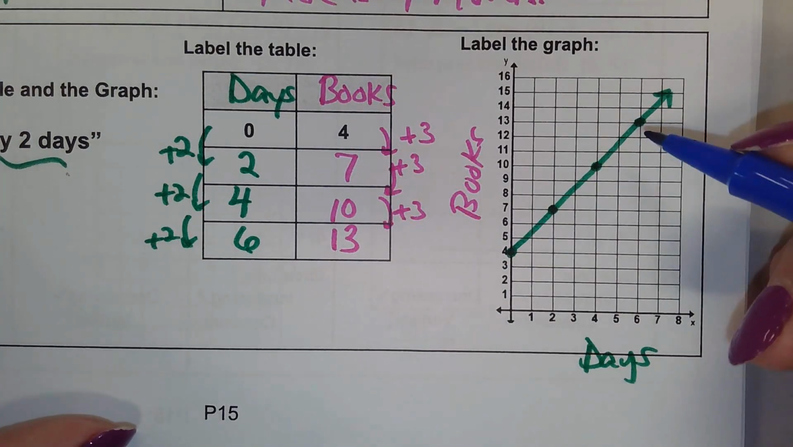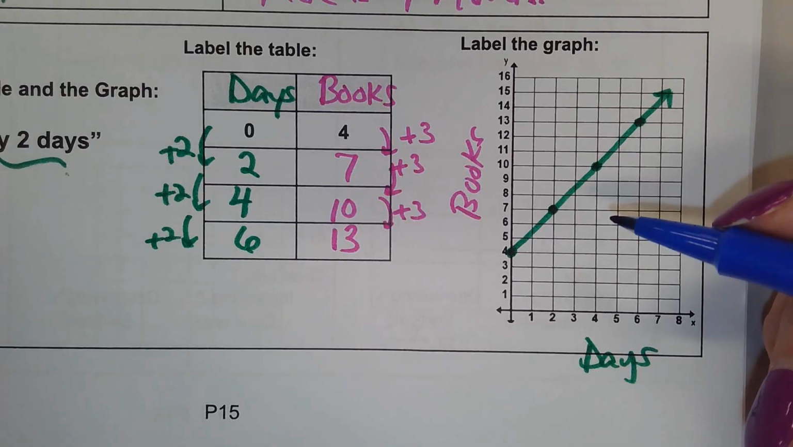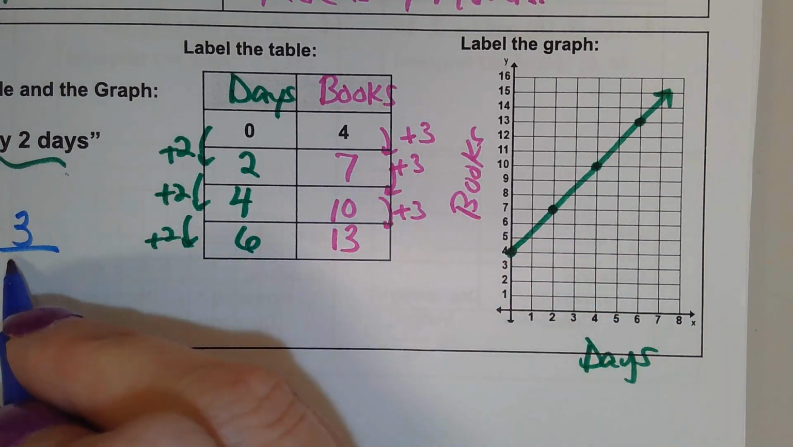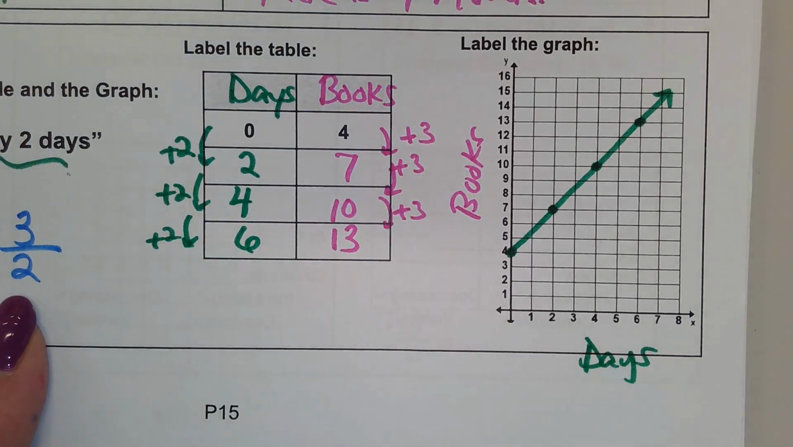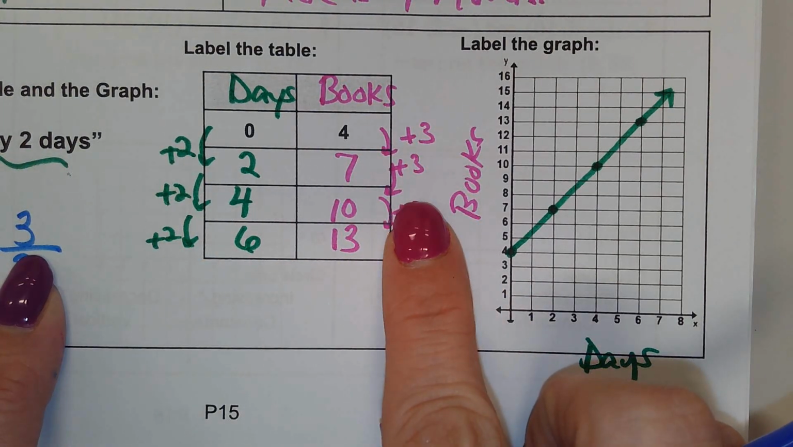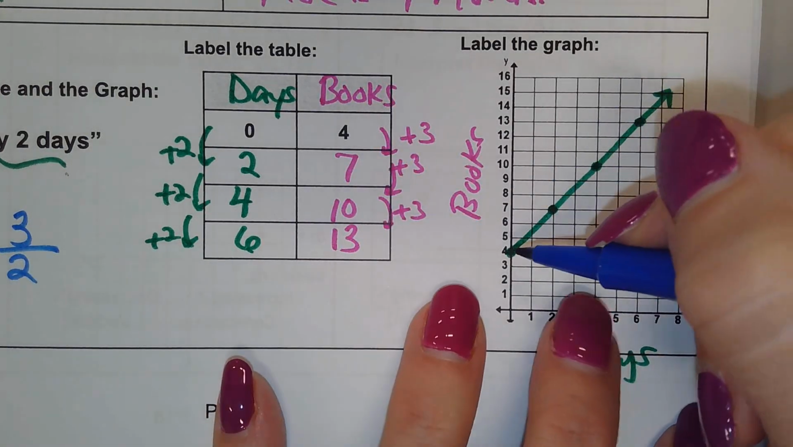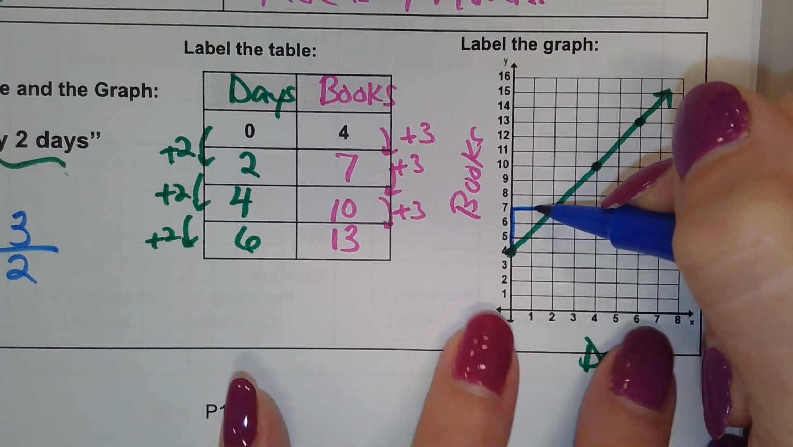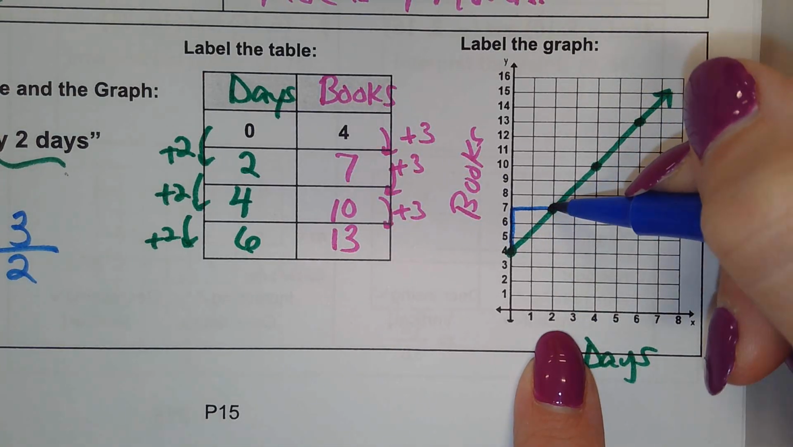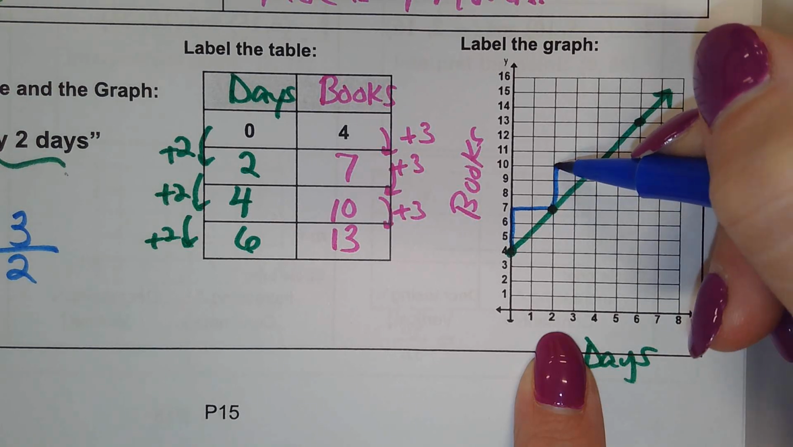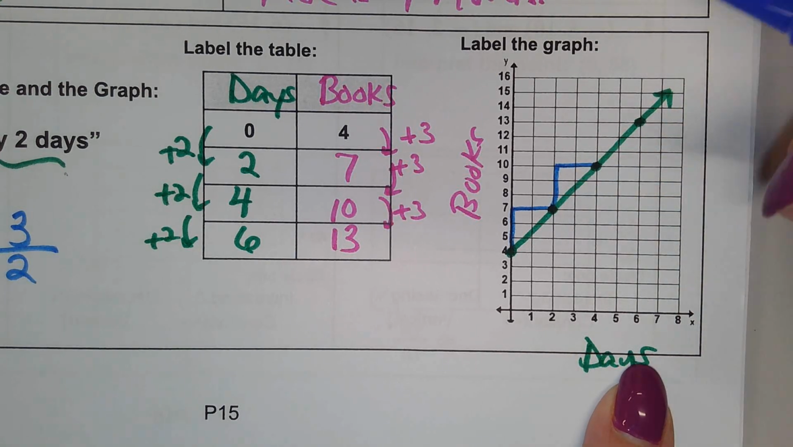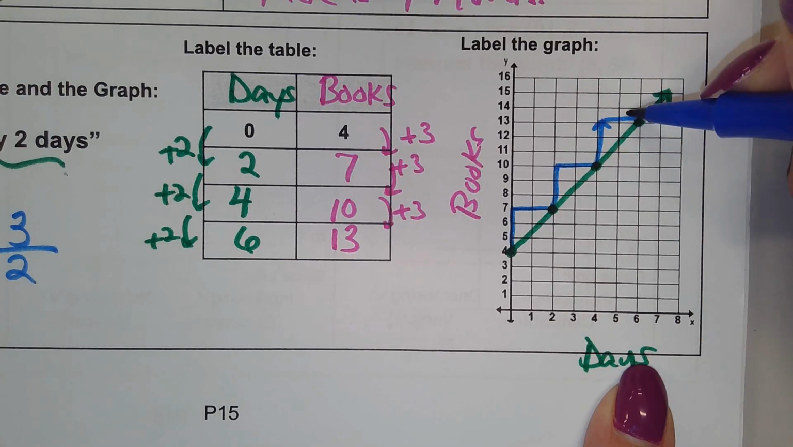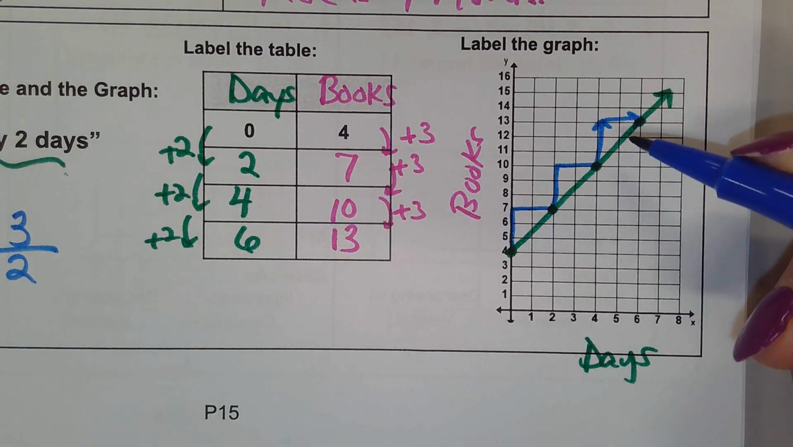Since this is increasing, our slope is 3 more books every 2 days. Delta y over delta x. And here it is. Up 3 books every 2 days. It happens over and over and over.